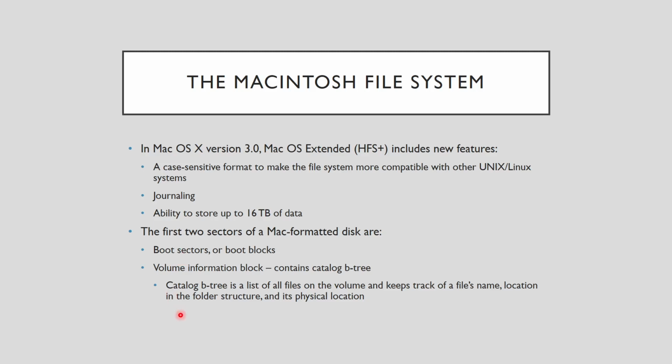The catalog B-tree is the list of all files on the volume. It keeps track of a file's name, its logical location in the folder, its physical location on the disk surface, and the locations and sizes of the file's data fork and resource forks. The extents B-tree keeps track of the location of file fragments or extents.